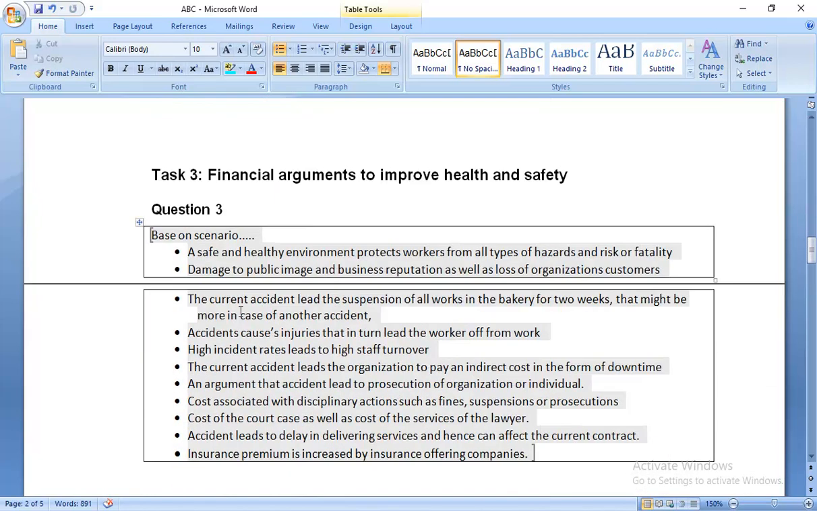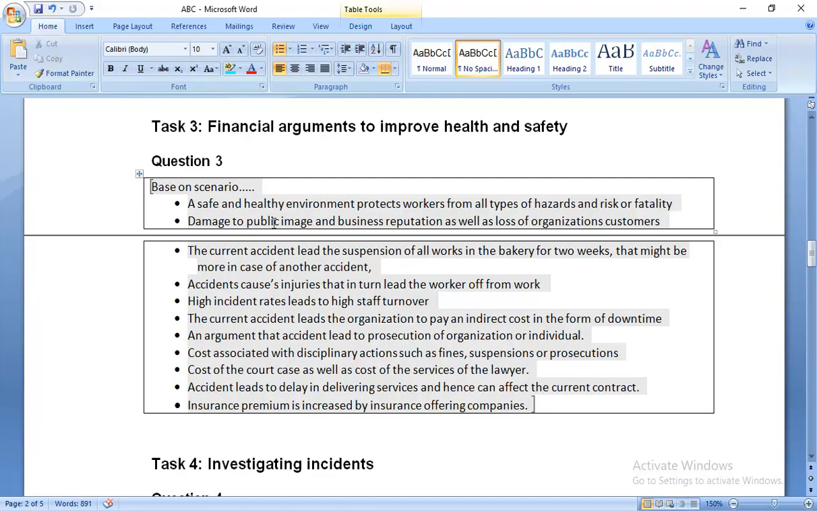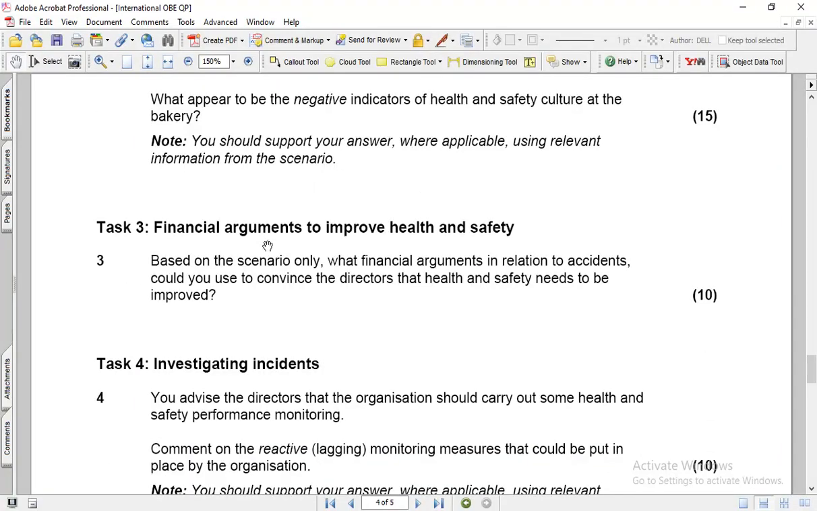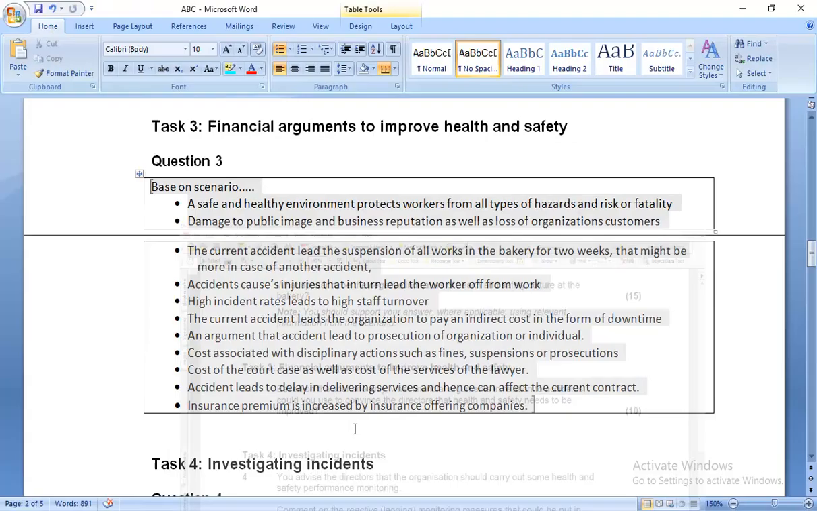So this is about task 2. Now we will move towards task 3. In task 3, the financial arguments are based on the scenario only. What financial arguments in relation to excellence could you use to convince the directors? So, we have to convince the director to manage health and safety by mentioning the financial arguments.